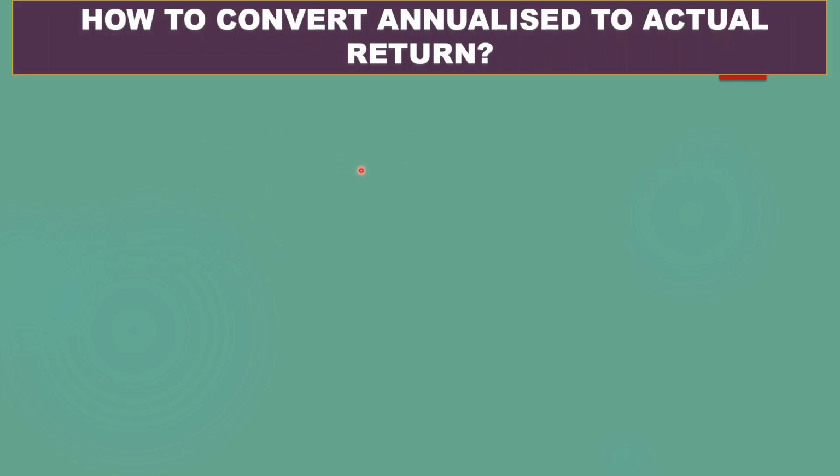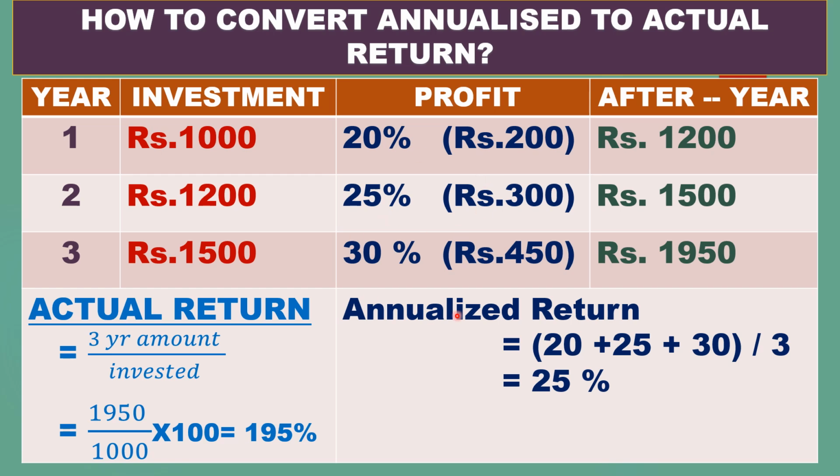How is annualized return calculated? How is CAGR obtained? And how is the CAGR return converted into actual return? That is important, because in how much year it is doubled or tripled, we can easily know. Let us see with a specific example.